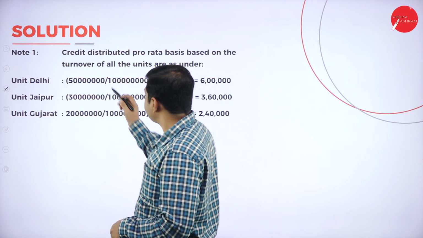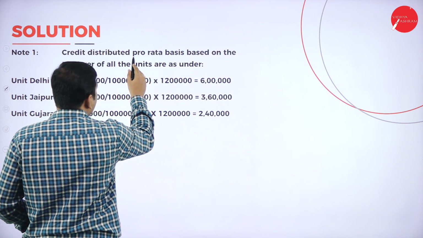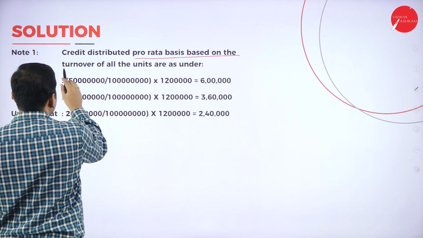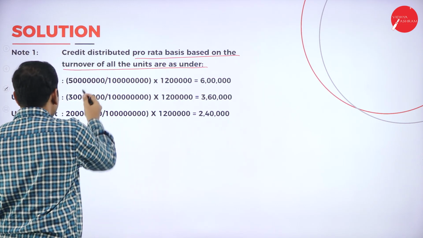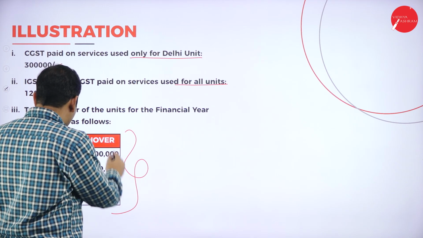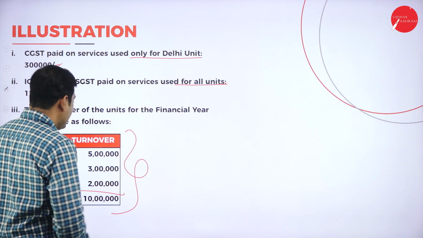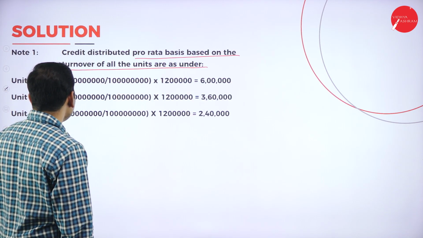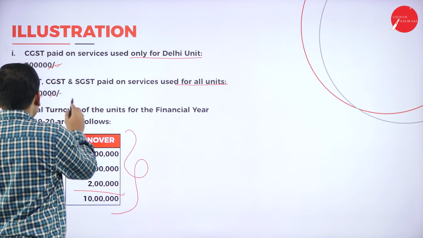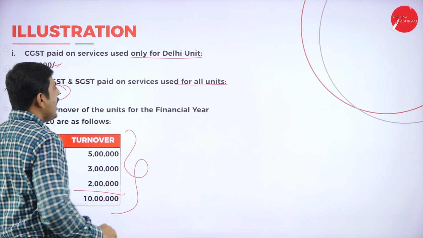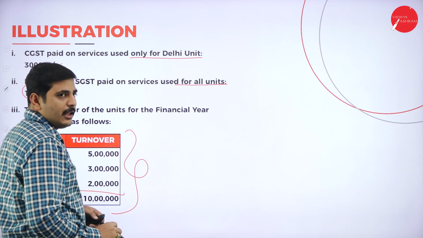Now, the credit is distributed pro rata based on the turnover of all the units. First, what is the actual total turnover? Add all the amounts, and you will get 10 lakh rupees as the total turnover. And what is the tax payable? Tax payable, IGST and CGST including all the amounts, is 12 lakh rupees.